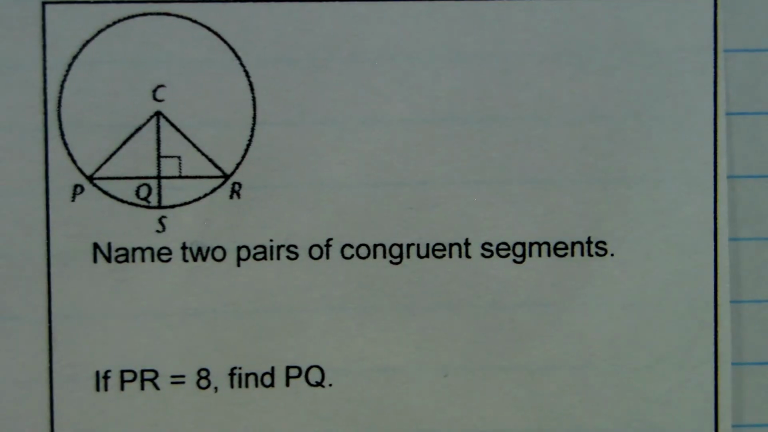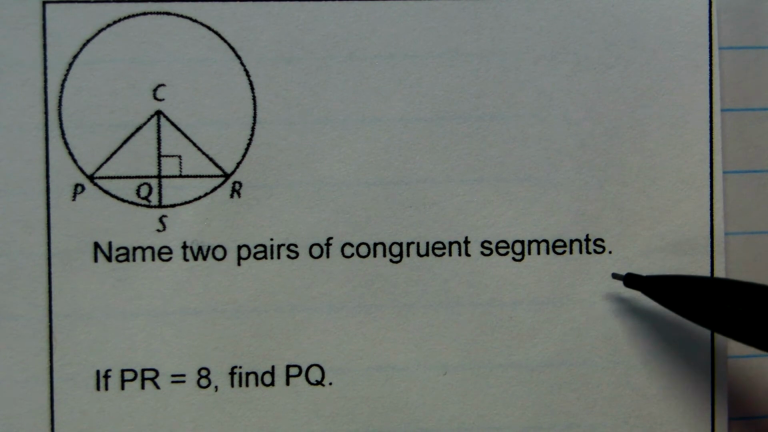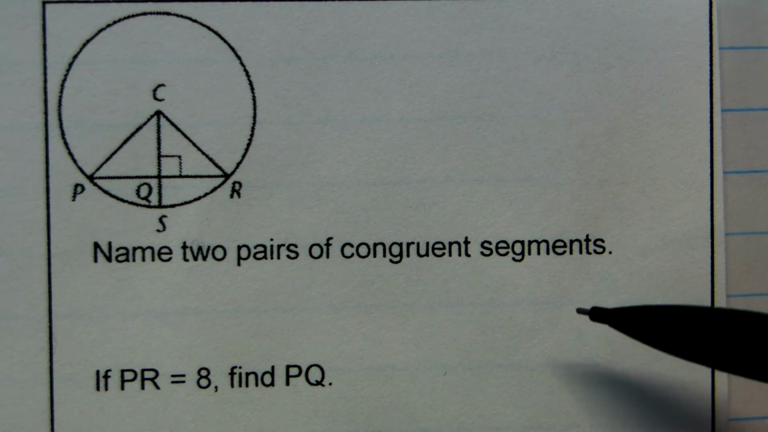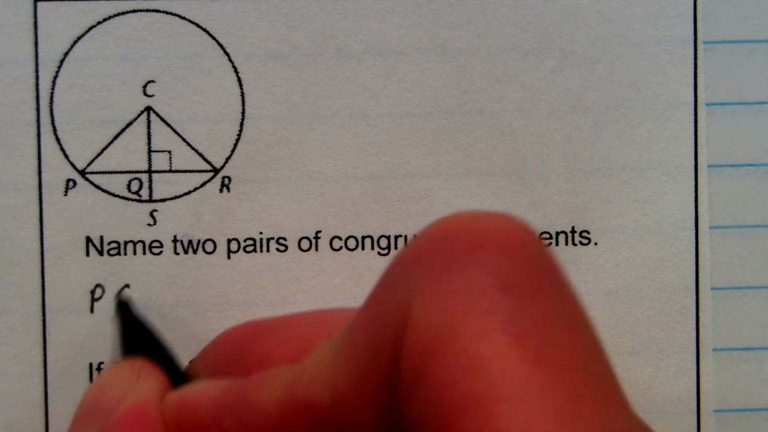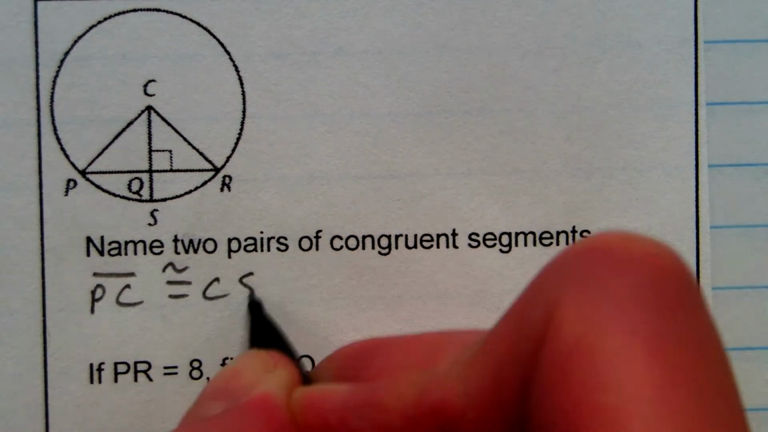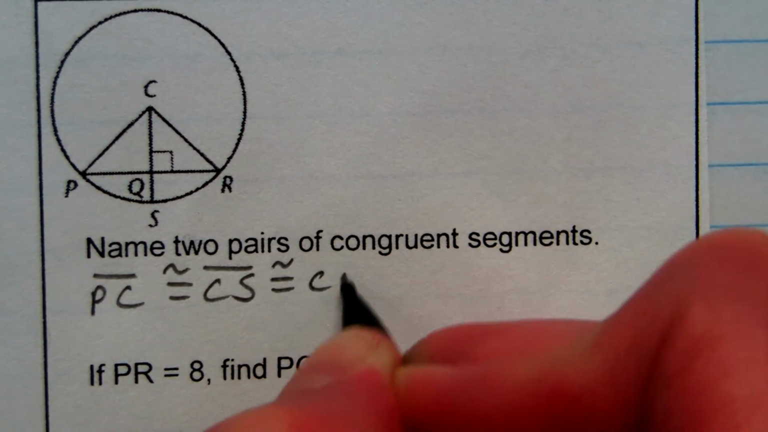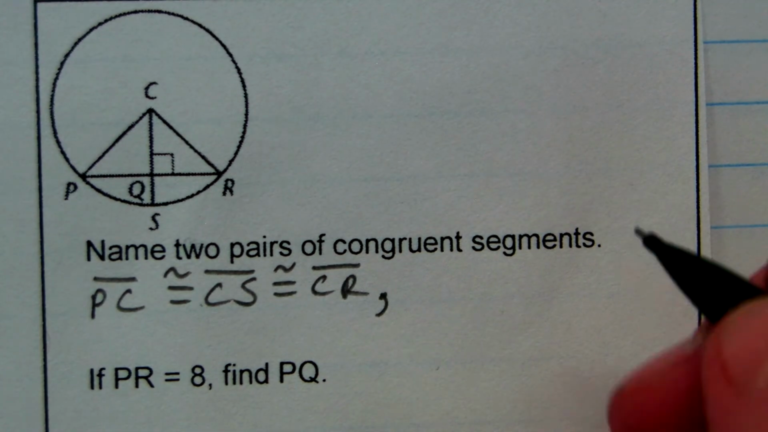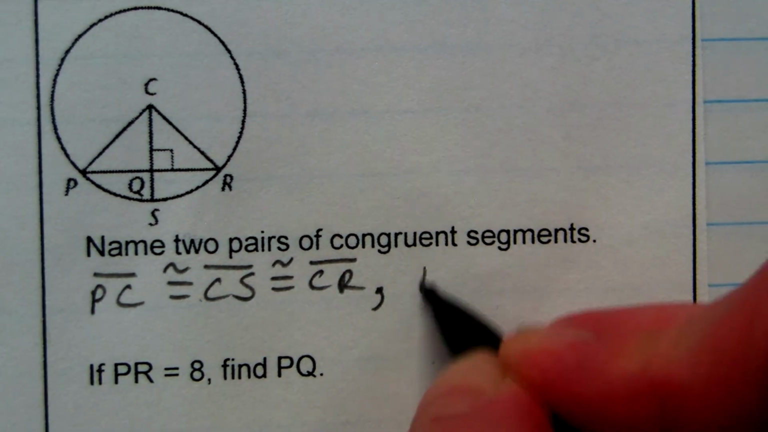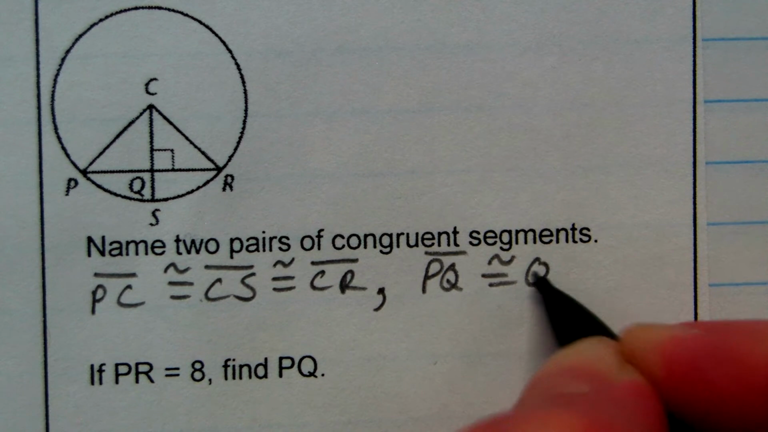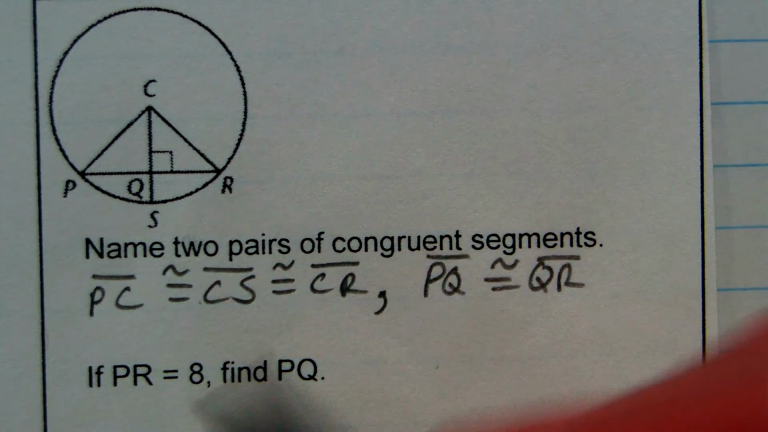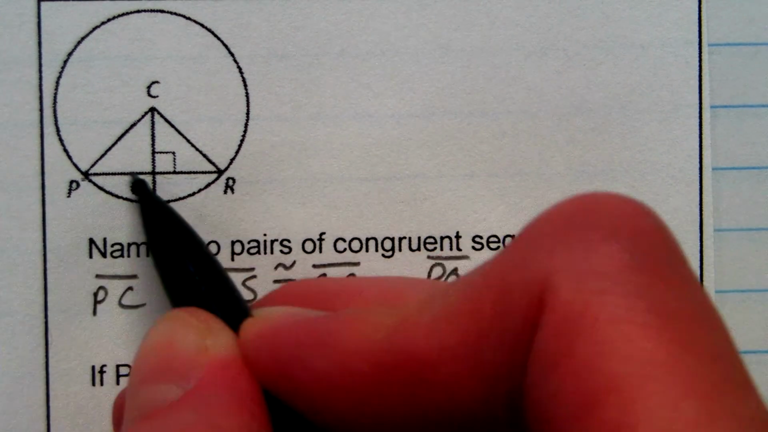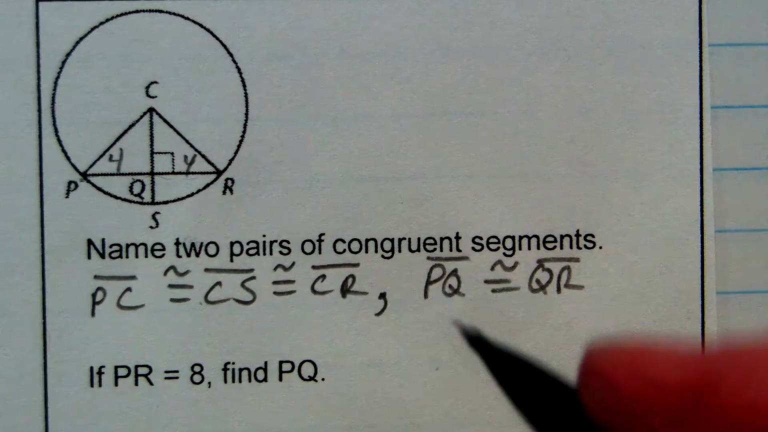It says name 2 pairs of congruent segments. The first thing that's really easy is you could name all of the radii. So PC would be congruent to CS, which is congruent to CR. So that's more than a pair, that's a trio. And then what other things did we say would come out? PQ, QR. Good. PQ would be congruent to QR. You guys did pay attention. Good job. And it says if PR equals 8, find PQ. If it's 8 all the way across, they want just half of it. So it would have to be 4 and 4.